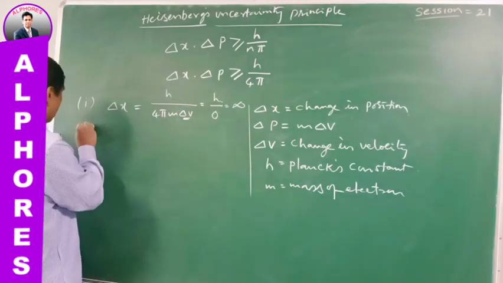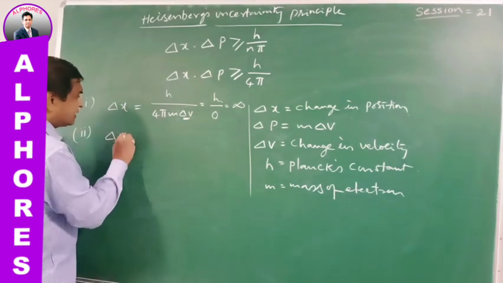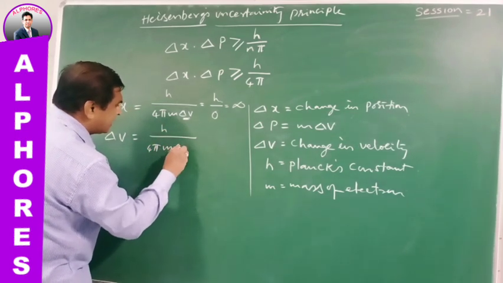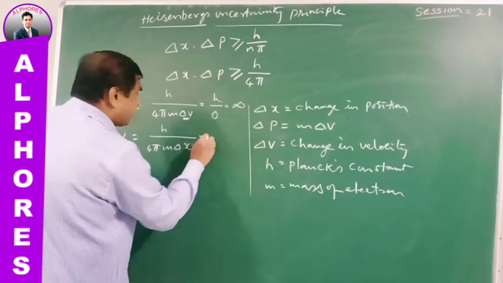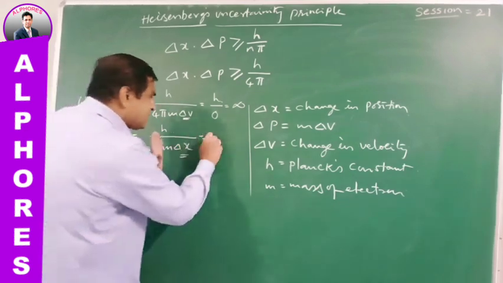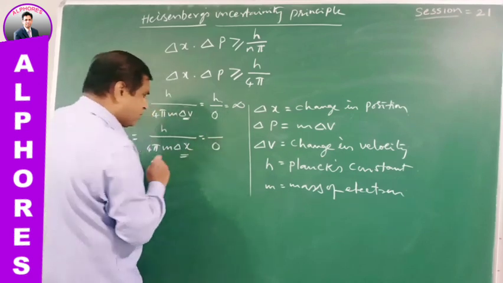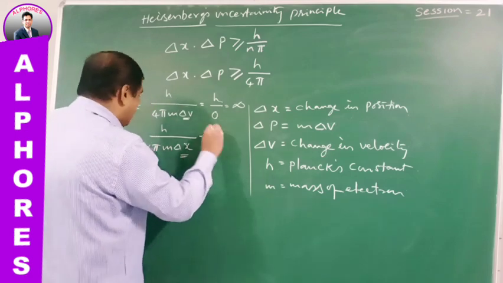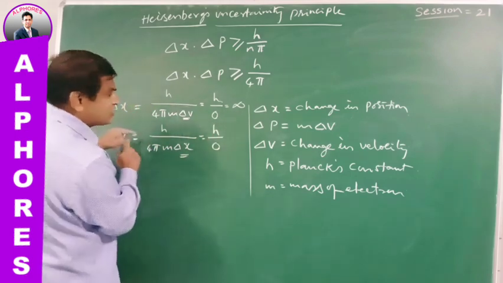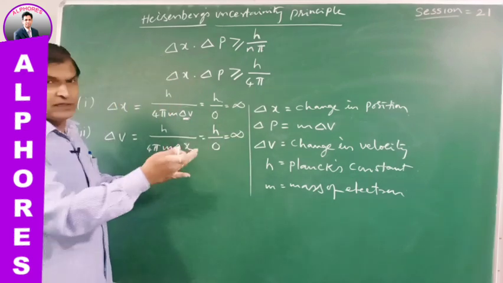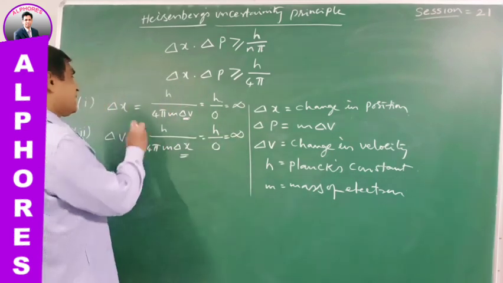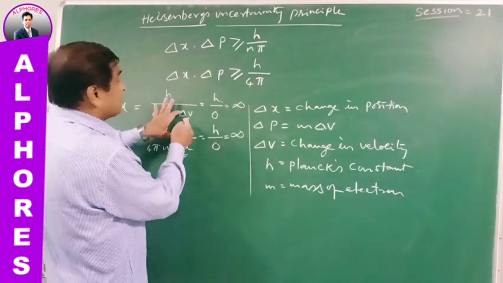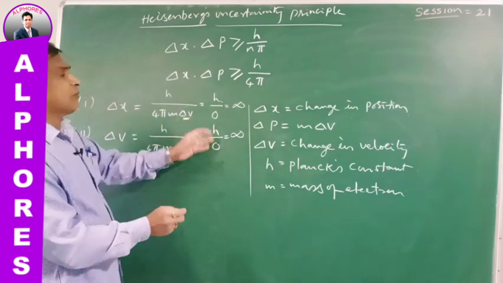Next, let us observe the second case. Suppose now you are calculating delta v is equal to h by 4 pi m delta x. If the uncertainty in the position is determined to be zero, then we get h by 0, and the uncertainty in the velocity becomes infinity, undefined. That is why the uncertainty in velocity can become uncertain when the change in position is determined like this.